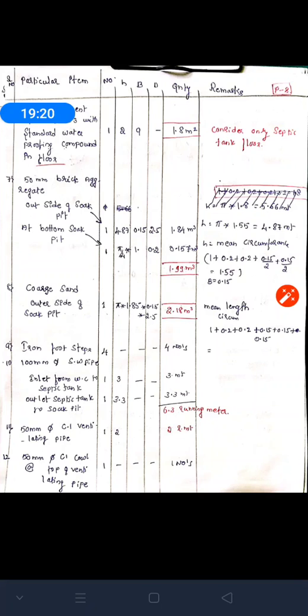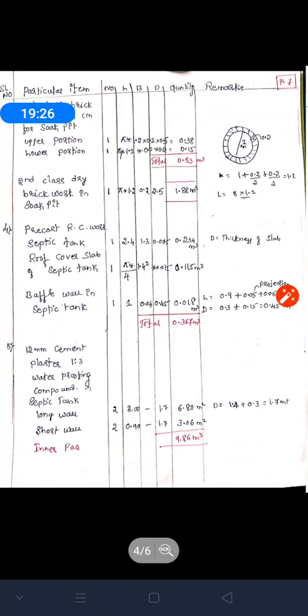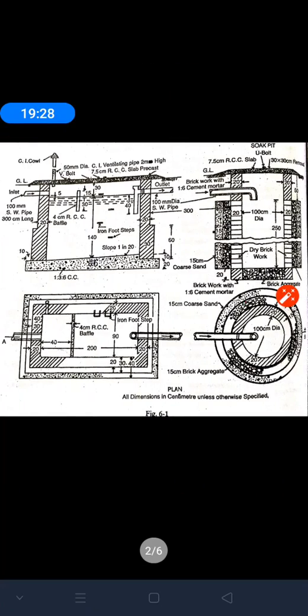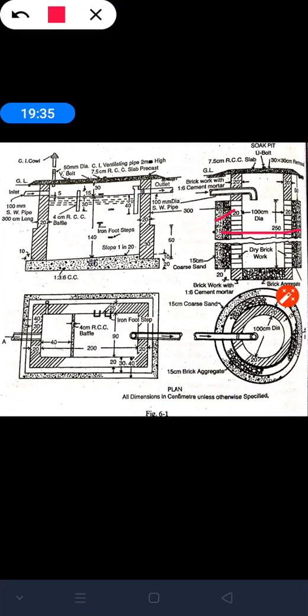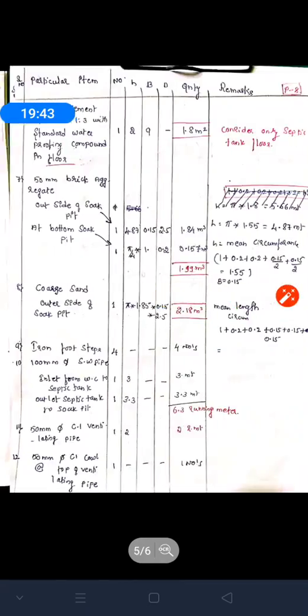Okay. Next, coarse sand for outer side of the soak pit. Coarse sand for the outside of the soak pit means, again you should see the drawing here. This is the coarse sand outside of the soak pit. Outer to outer, the last one is there, no? That is the coarse sand. Here he has mentioned coarse sand. Okay, so it is having the thickness of 15 centimeters, 0.15 meter.